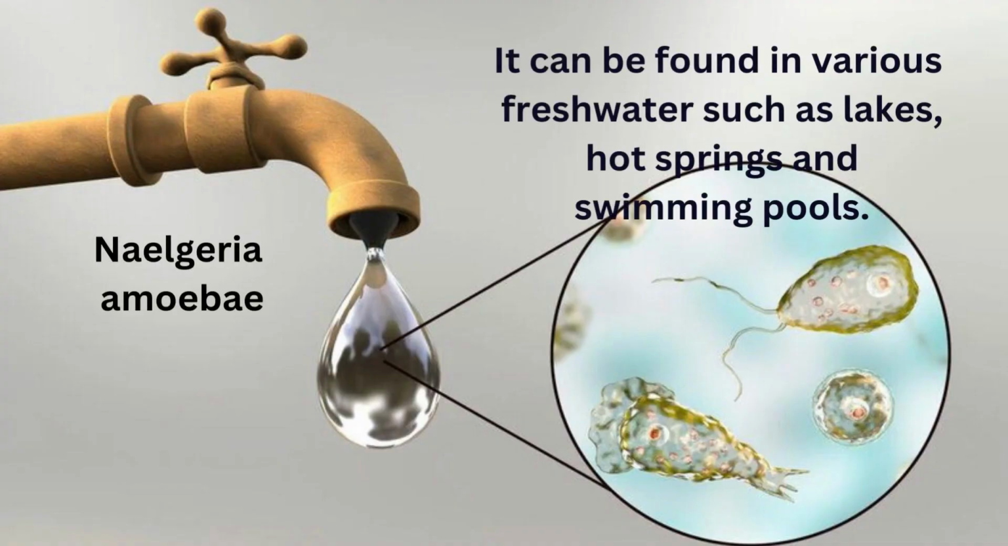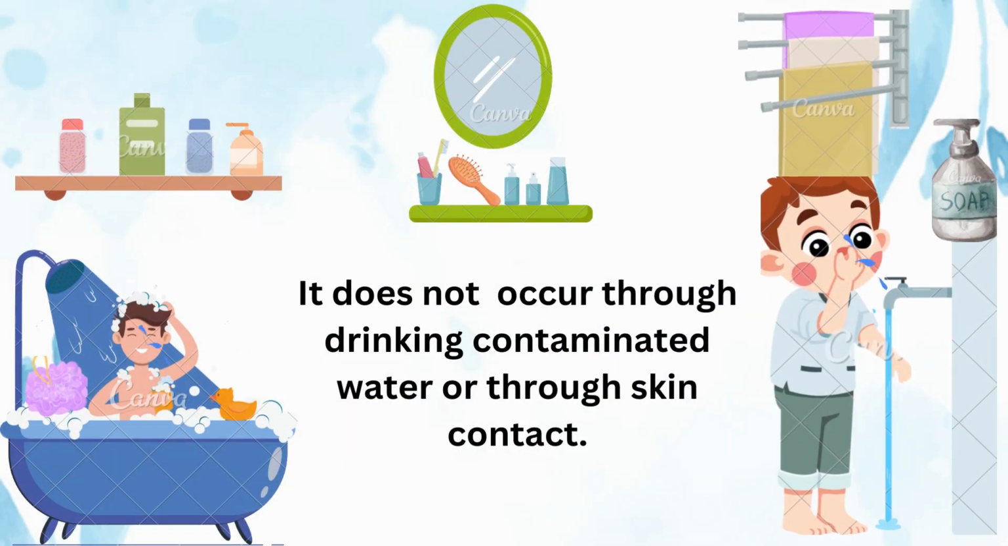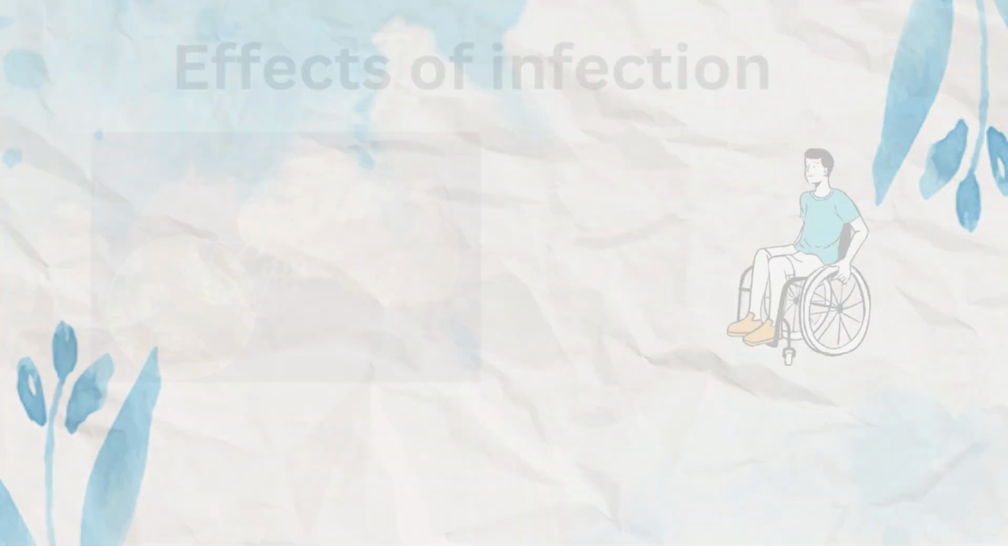Naegleria amoebae are unicellular organisms that can be found in various freshwater environments such as lakes, hot springs, and swimming pools. Naegleria fowleri infections occur when water containing the amoeba enters the body through the nose. It's important to note that the infection does not occur through drinking contaminated water or through skin contact.